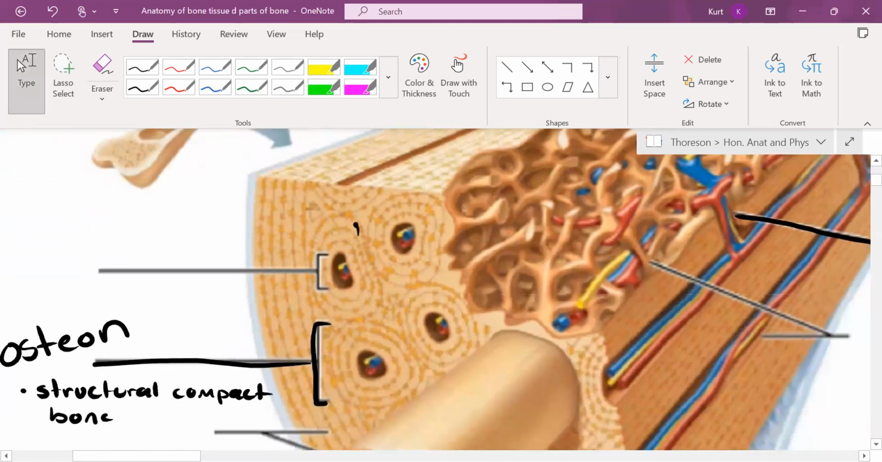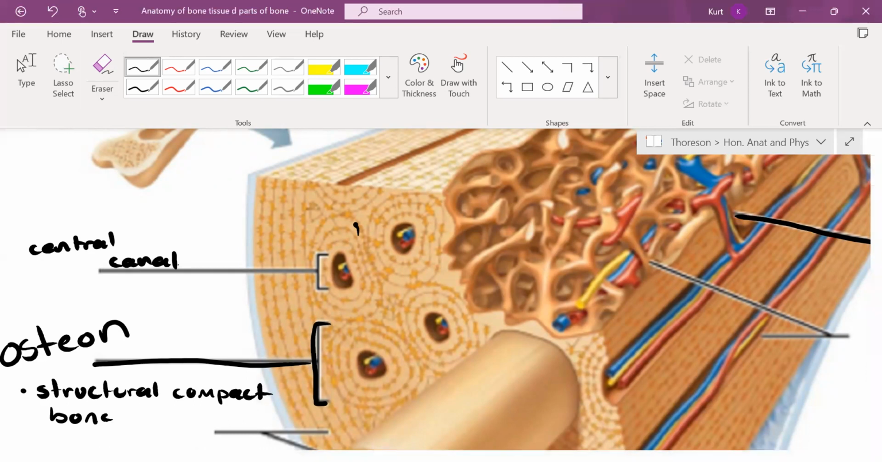What is this right here? What is this the opening for? That's the central canal. You can label that if you like. I'll go ahead and do it. What the heck? Won't kill you. That's another central canal. You have several of them. It holds blood vessels and nerves.